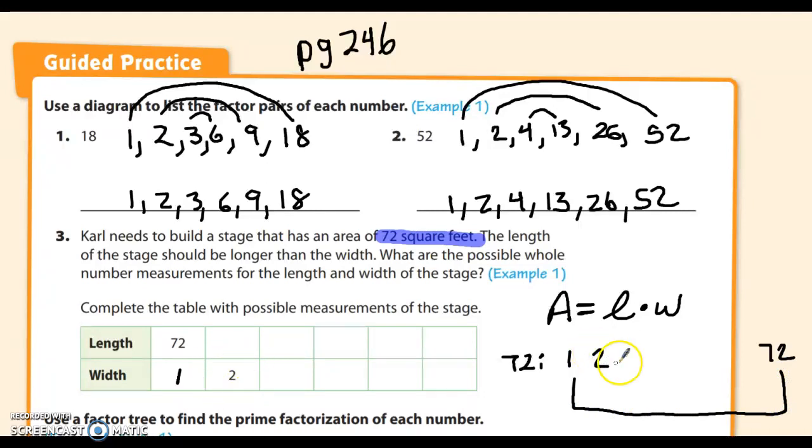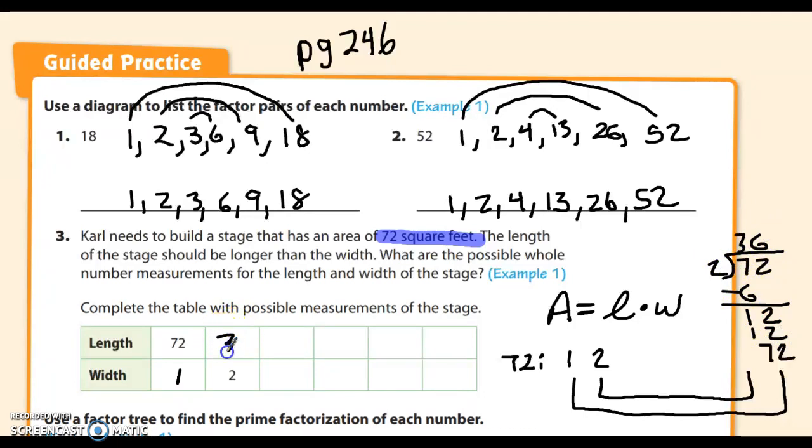And 2's partner is going to be half of 72. You can find that by dividing 72 by 2. 2 goes into 7 3 times. 3 times 2 is 6. Get a difference of 12. 2 goes into 12 6 times. 6 times 2 is 12. That's the answer. It's 36.